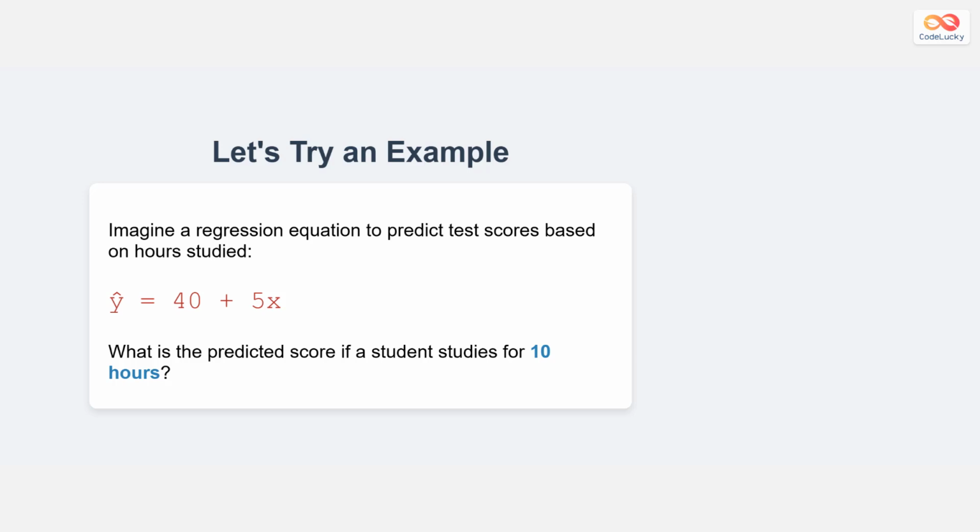Here is a regression equation that predicts test scores from hours spent studying. Y hat equals 40 plus 5 times x. Let's find the predicted score for a student who studies for 10 hours.